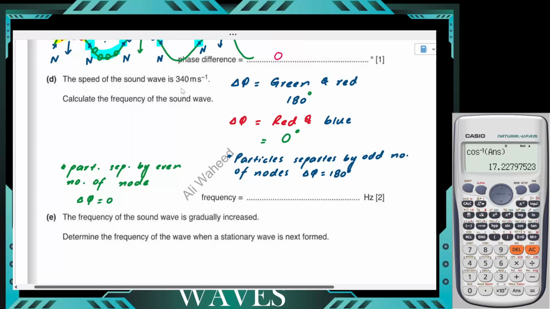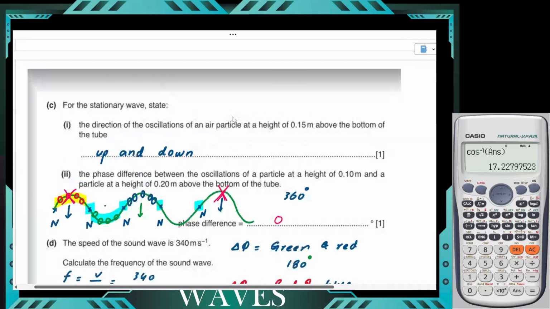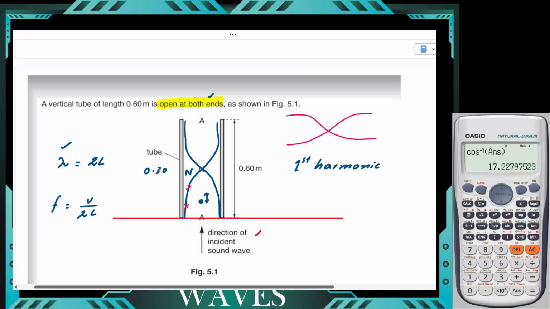The speed of the sound wave is 340 meters per second. Calculate the frequency of the sound. So the frequency of the sound wave needs to be found out, and frequency equals V divided by lambda. V equals 340, and lambda in this case is this thing. That's why I've written the formula in advance, because lambda equals 2 times the length of the tube.